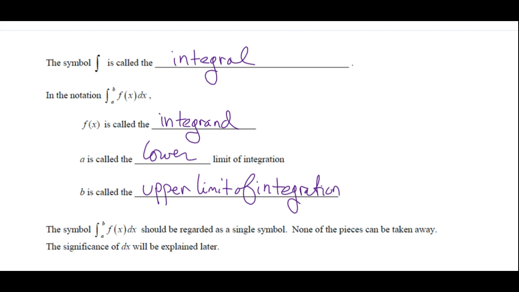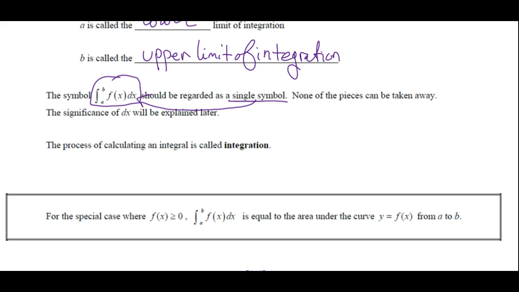The symbol, the integral from a to b of f of x dx, should be regarded as a single symbol. None of the pieces can be taken away, and the significance of dx will be explained later. The process of calculating an integral is called integration. For the special case where f of x is greater than or equal to 0, where the curve lies above the x-axis, the integral from a to b of f of x dx is equal to the area under the curve y equals f of x from a to b. We've been working with that. All right, good, first page.